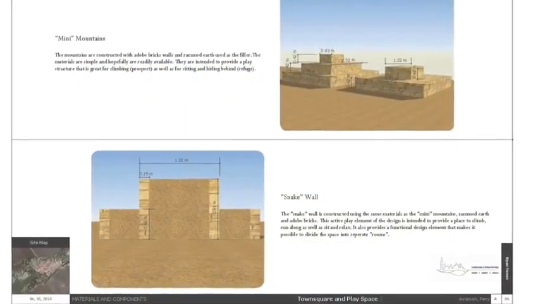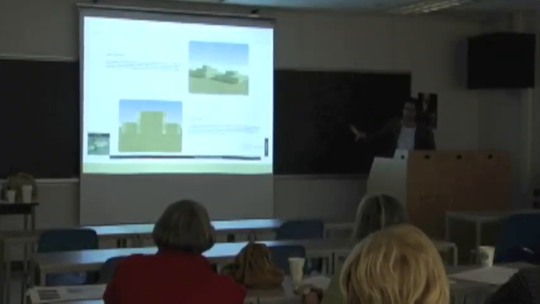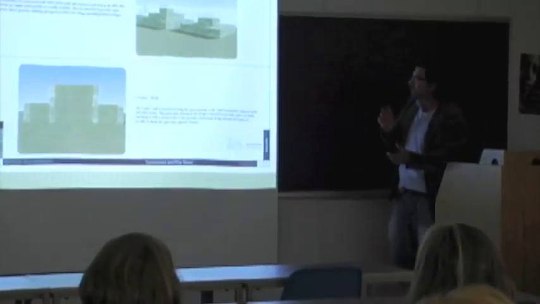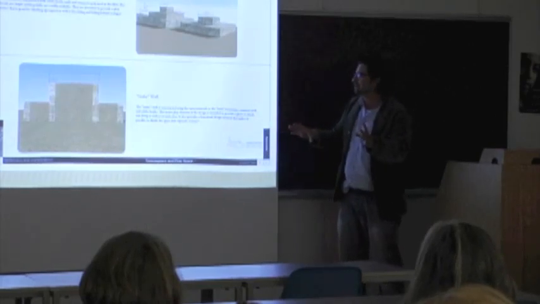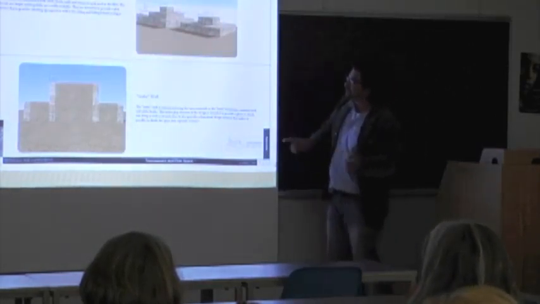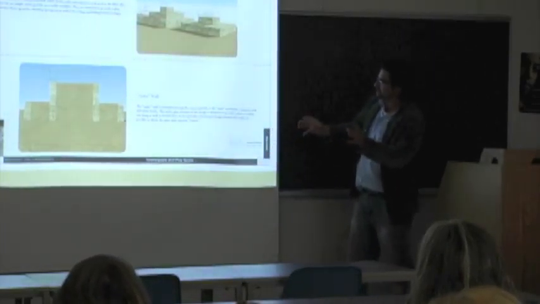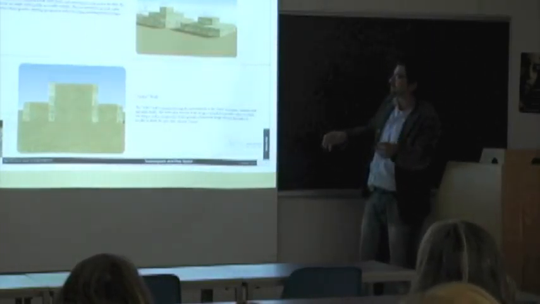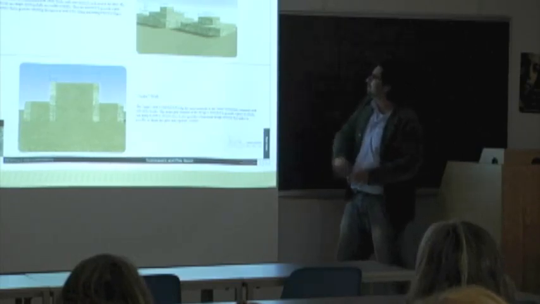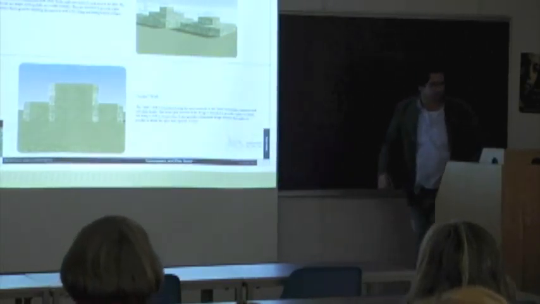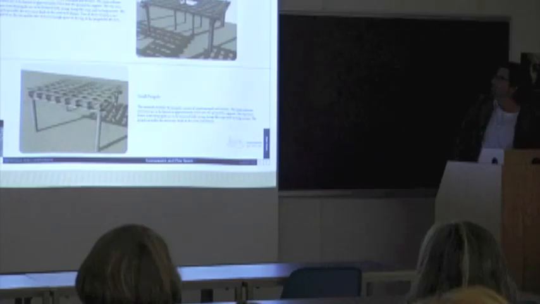Okay, and here's some of the construction drawings that I did. It's got some dimensions and a description of how to construct these. So here would be a cross-section of the snake. It's got the adobe brick for structured support, and then the rammed earth. There's the mini mountains. And here's the pergolas as well.